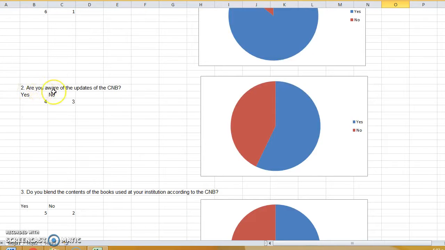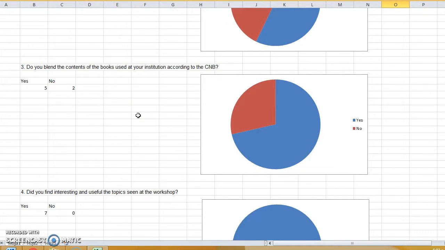The second one is, are you aware of the updates of the CNV? 4 said yes and 3 said no. So as you can see, there are still teachers who don't know anything about CNV, or they are not updated. So this is a real problem that both schools and the education ministry should be aware of.